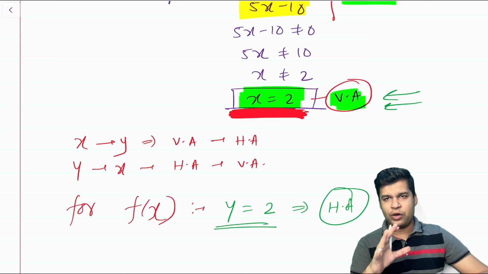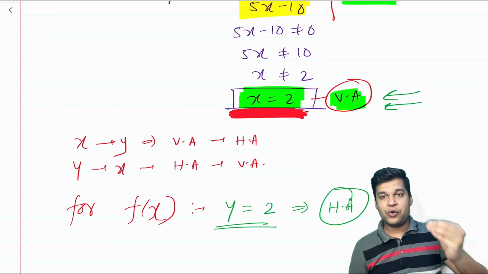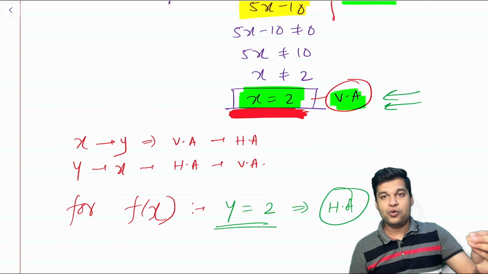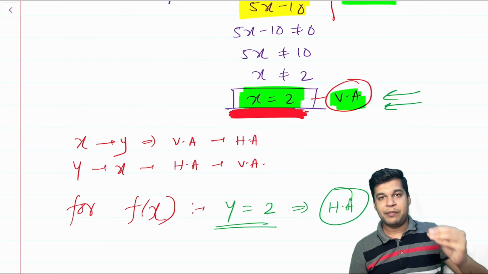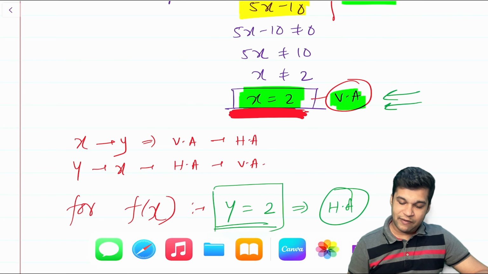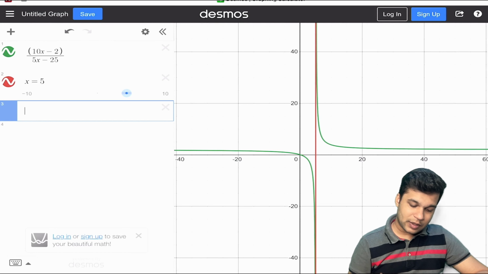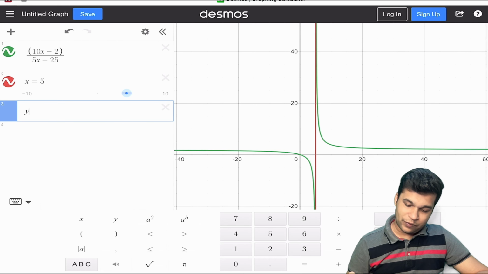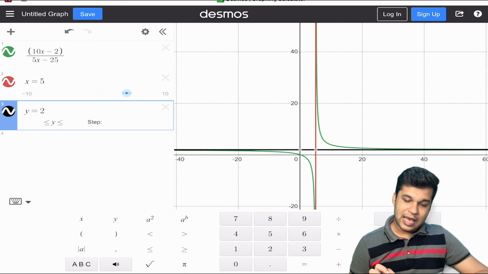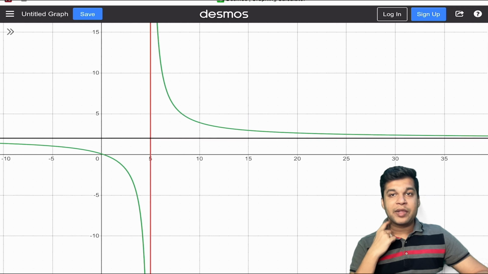Don't worry, you don't have to get worried. After 5 minutes, I'm going to discuss some tricks for you to understand how to find horizontal and vertical asymptotes. But for now, let us graph y equal to 2. So now I'm graphing here y equal to 2, and we are having a black line, right?